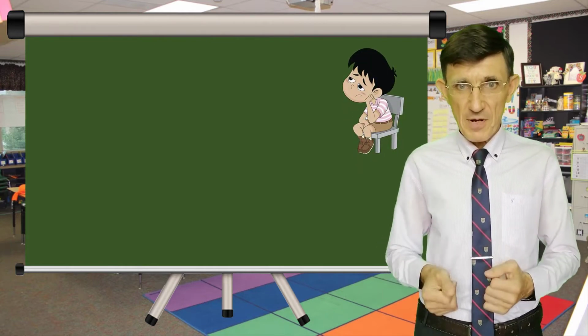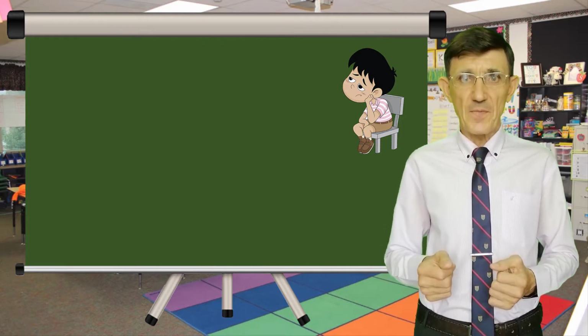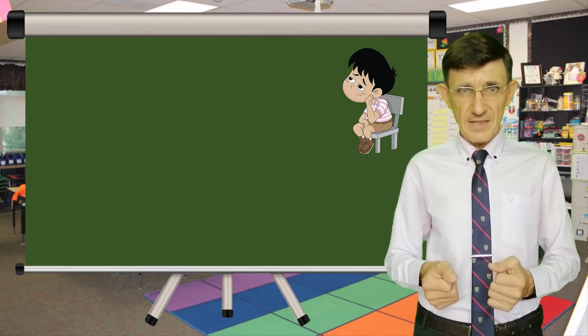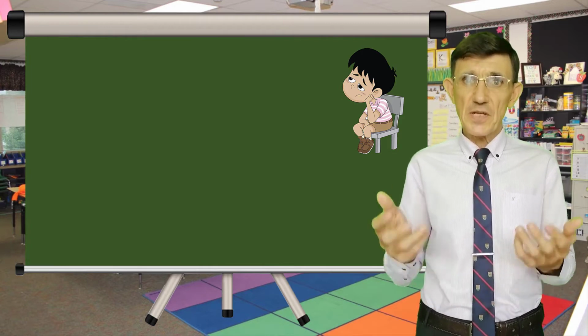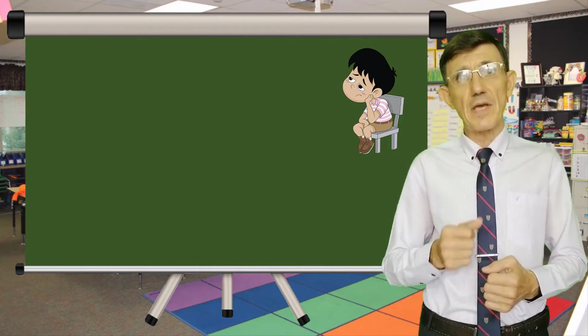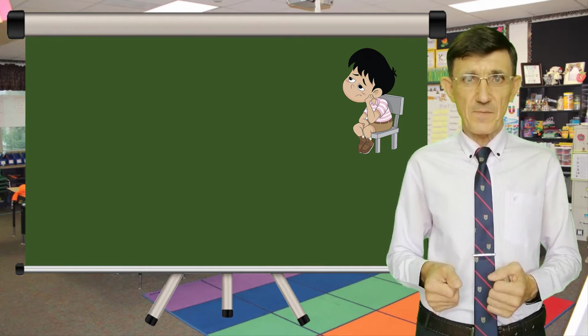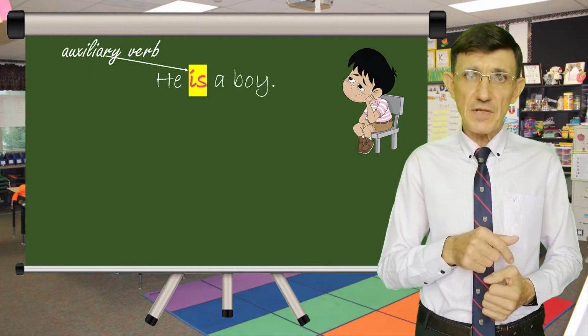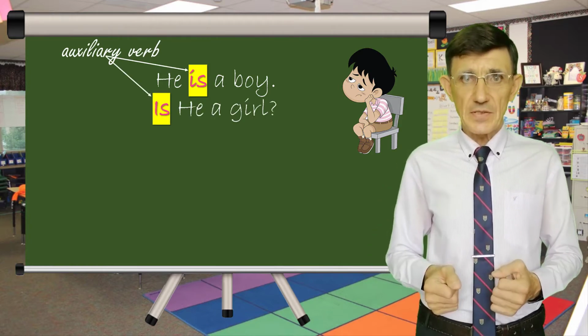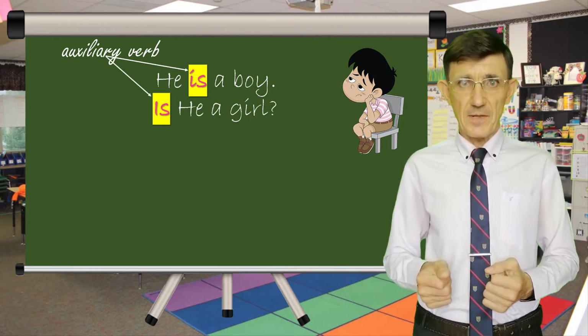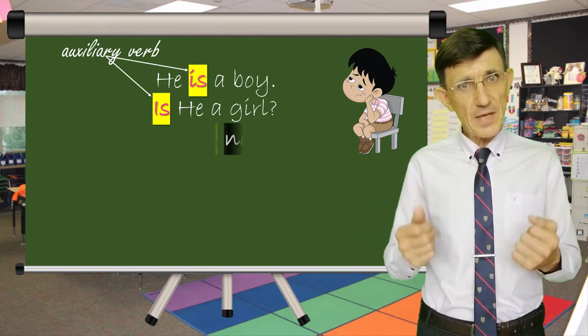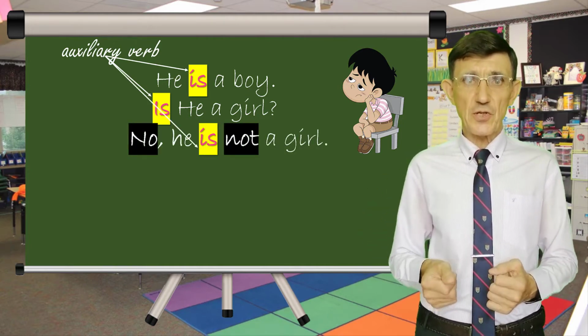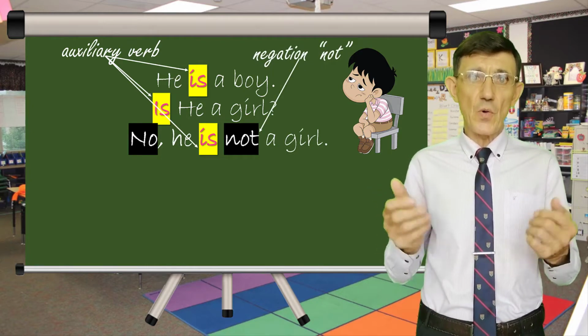Let's have a look at this slide to review what we have already learned about verbs. In the upper right hand corner you see a boy. He is sitting on a chair and doing nothing. You should remember that when we speak about things or about people who do nothing, just to tell about their qualities or location, we use auxiliary verbs. He is a boy. To make an interrogative sentence, we move the auxiliary verb is and put it at the beginning of a sentence before a subject. Is he a girl? To make a negative sentence, we put the negation not after the auxiliary verb. No, he isn't a girl.